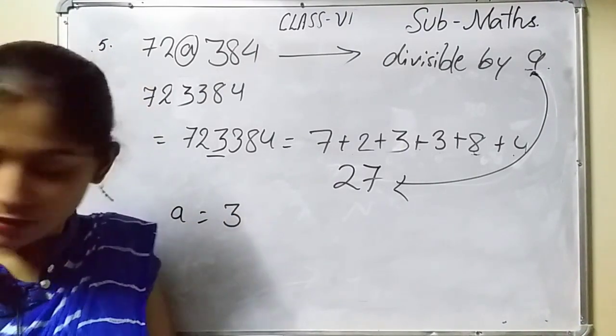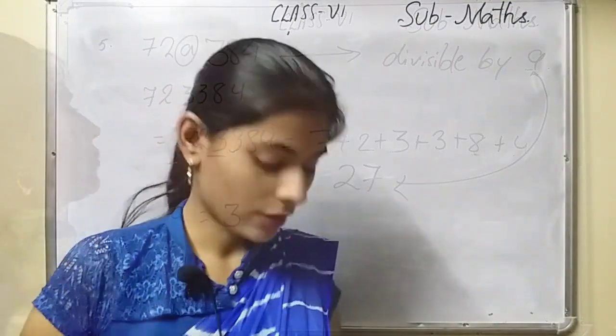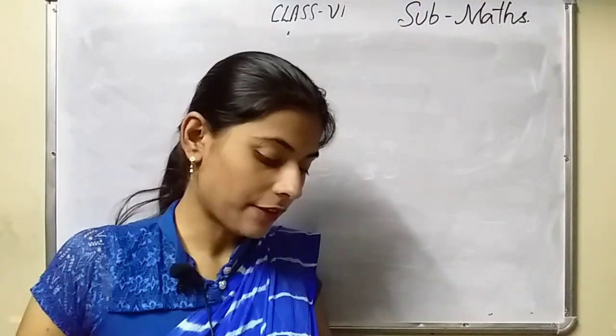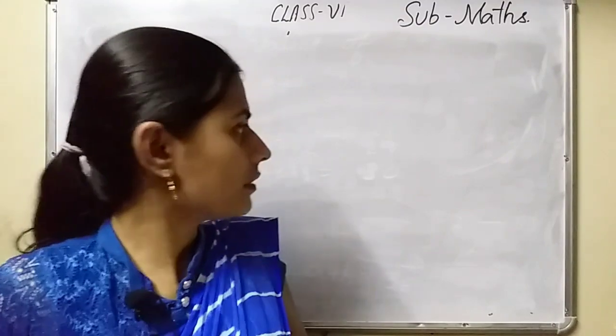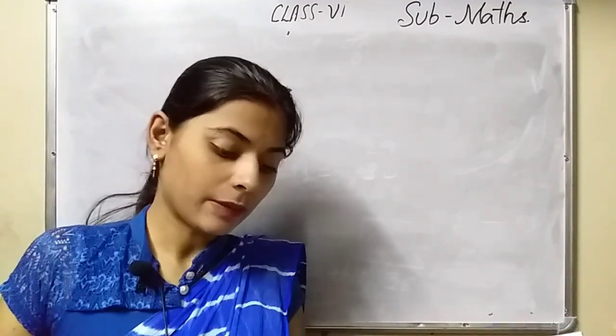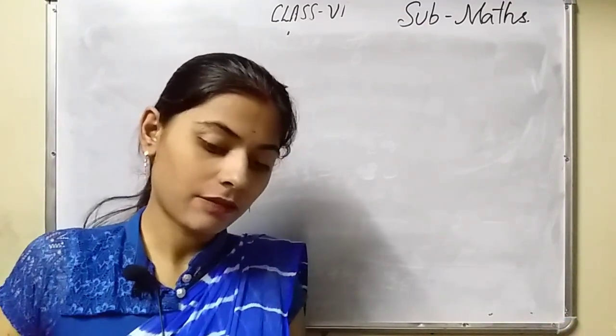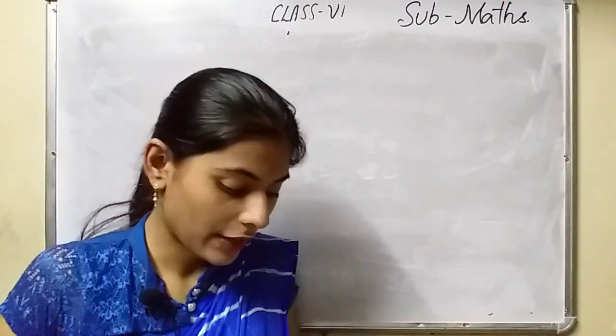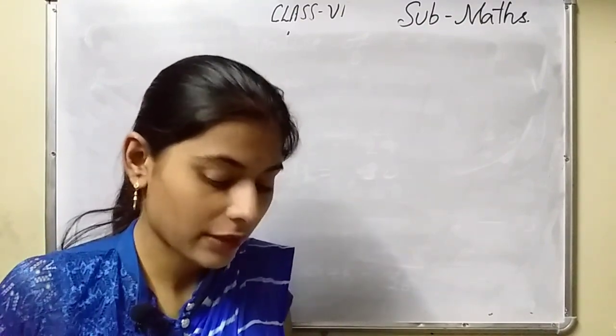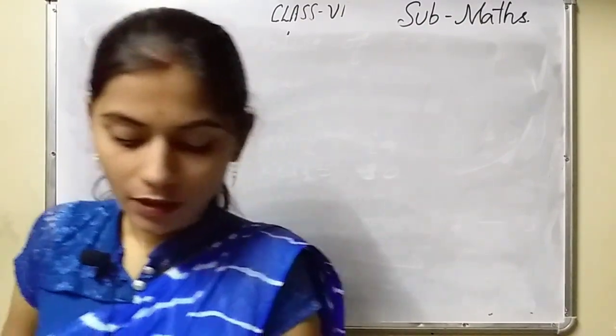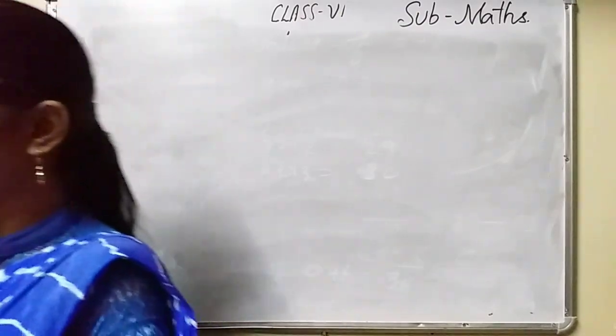Okay. Now see our next question number 6. 46A7B2 is a number of 6 digits in which A and B are digits. This number is divisible by 9. Find the least value of A plus B. Also state the maximum value of A plus B. Now see what is the number given here.